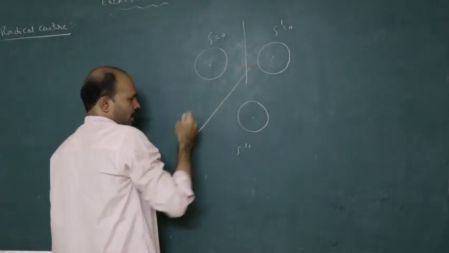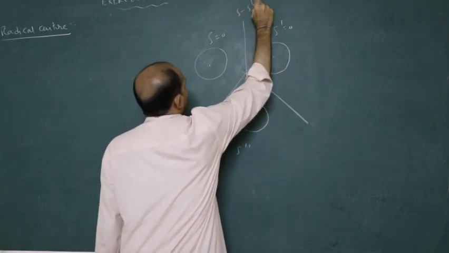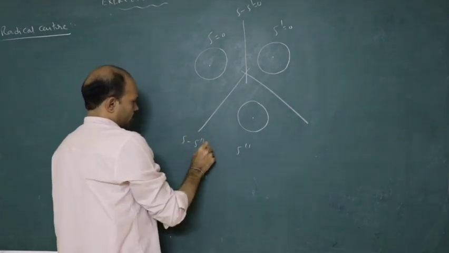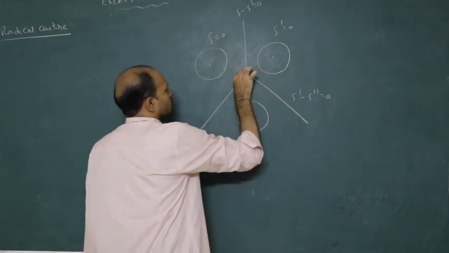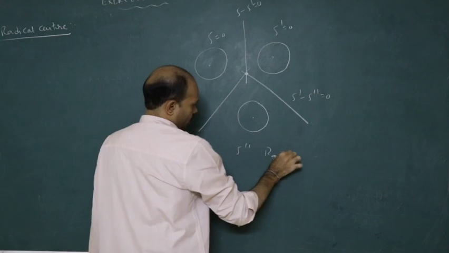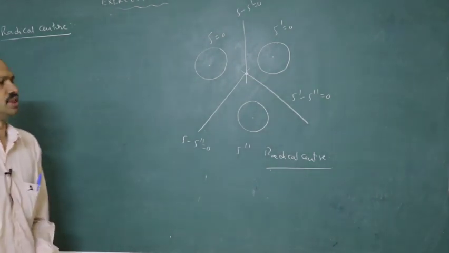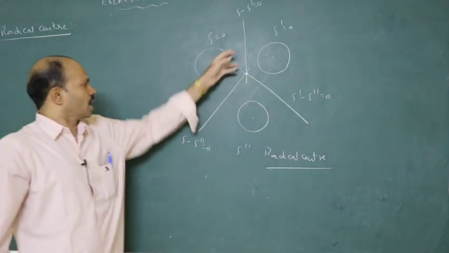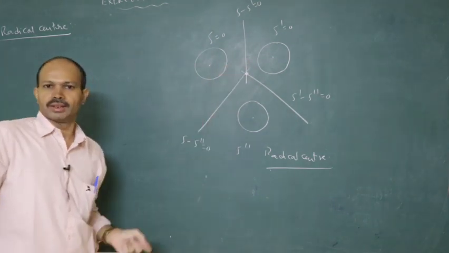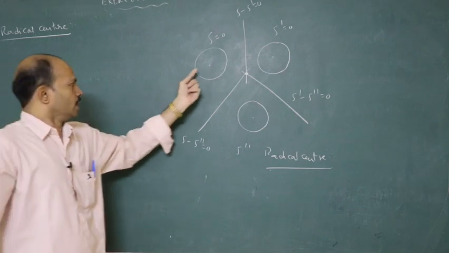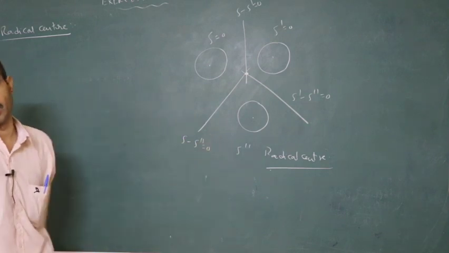This is the radical axis related to this. This is the radical axis related to this. It was obtained by writing S minus S dash, this by S dash minus S double dash, and this by S minus S double dash. This point of concurrency is known as radical center. What is our next definition? Point of concurrency of radical axis for each pair of circles in such a way that their centers are non-collinear is known as radical center.